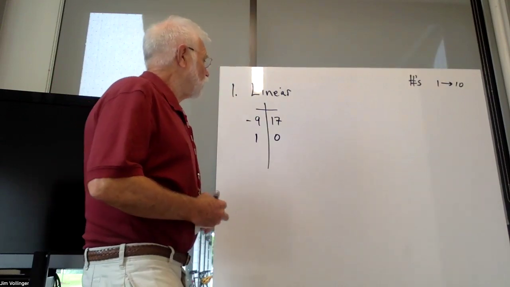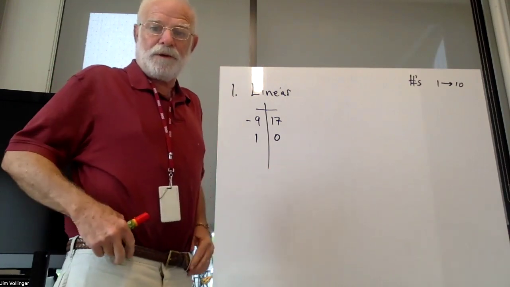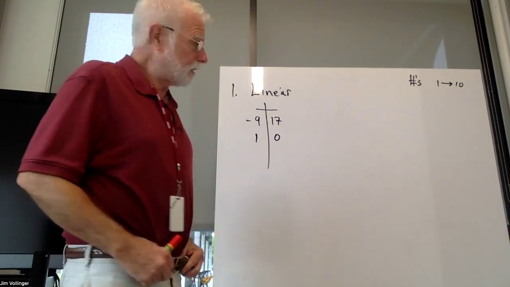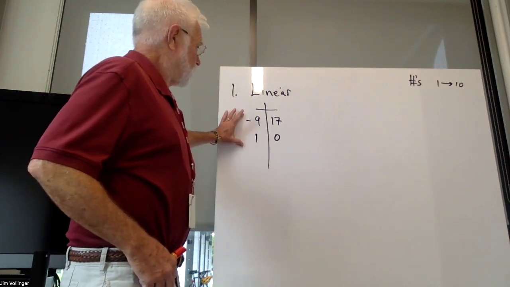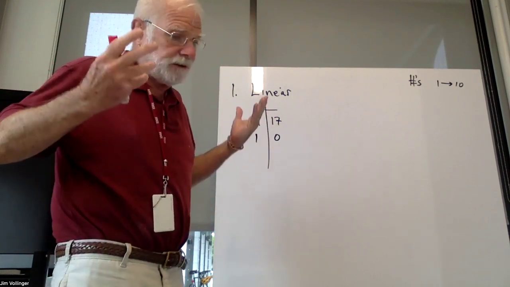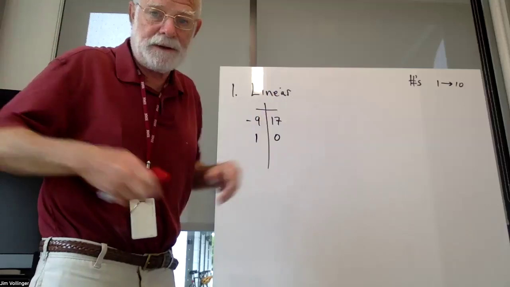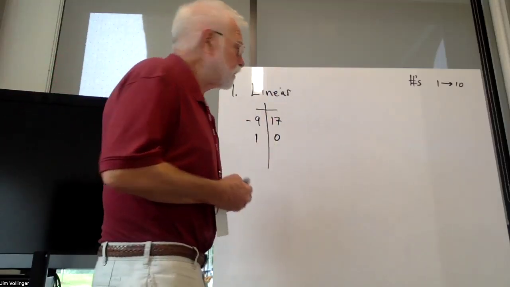But starting with writing the equation of a line, which is the easiest of all the algorithms that we are going to perform, converting inputs to outputs. And linear is the least complicated. It's something to the first power, which we basically ignore.